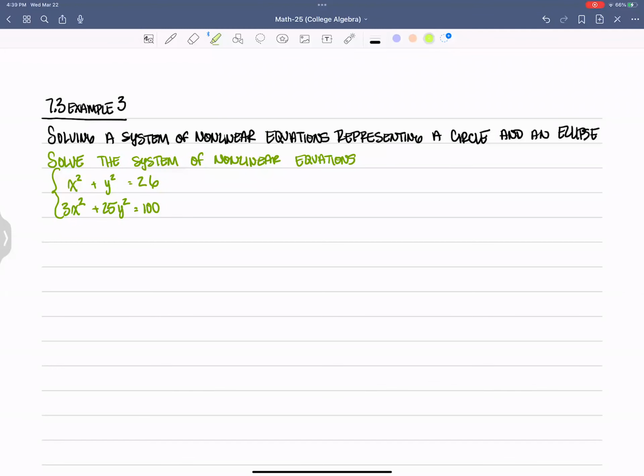Section 7.3, example 3, solving a system of non-linear equations representing a circle and an ellipse. Solve the system of non-linear equations. Okay, so different possibilities. So circle, nice, pretty circle. An ellipse, you guys might refer to it as an oval. An oval is not a real word.